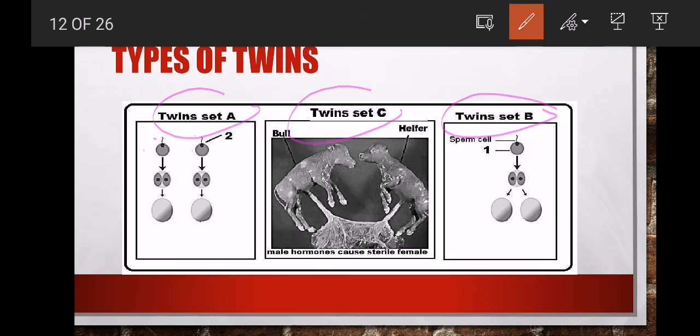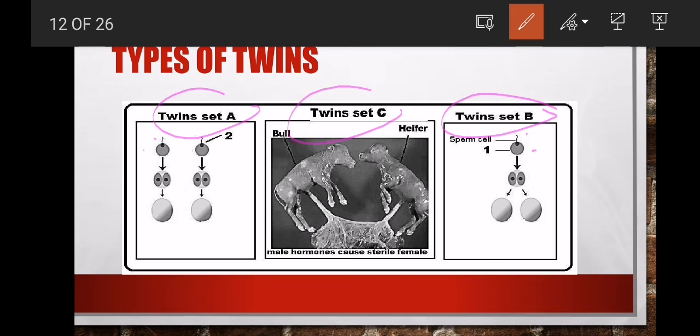Twin set B. How many sperm cells do you see? 1. How many egg cells do you see? 1. What does that mean? It means there is 1 sperm cell that fertilizes 1 egg cell to form a zygote. What is the name of that one? You say it's monozygotic. You are safe. You are safe.